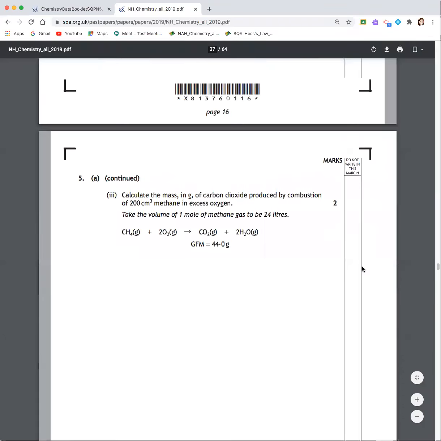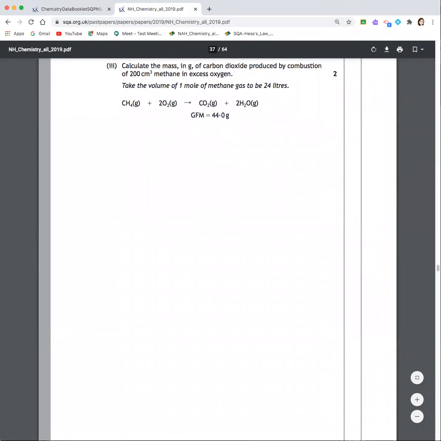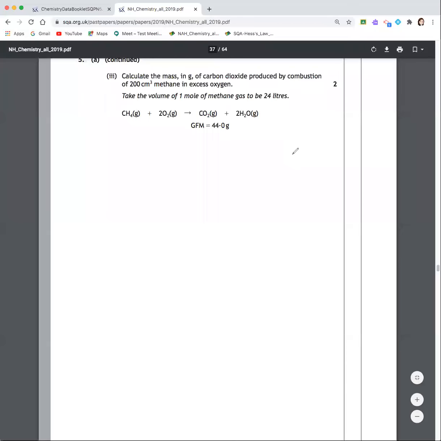So then 5A part 3 is the molar volume. So there's a couple of ways you can do this. You can do it by direct proportion, or you can do it by calculating the number of moles. So I do it by calculating the number of moles. So I'll show you that first, then I'll show you also doing it by proportion.